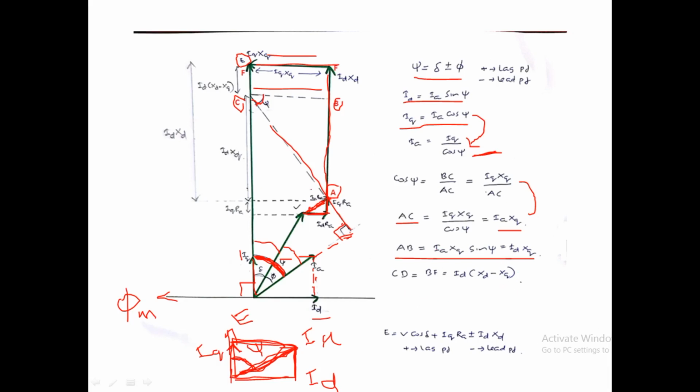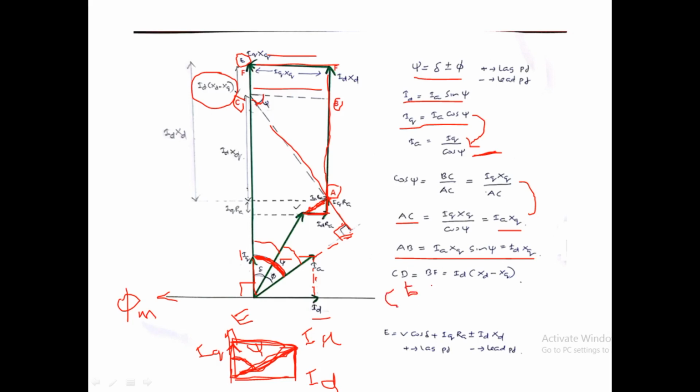Now what is CD? Here CD is equal to BF. So this is CD, or which is equal to BF equal to ID into XD minus XQ. So here it is coming actually. So this is ID into XD minus XQ. So actually this is CE, not CD. It is CE actually. Sorry, this is CE.